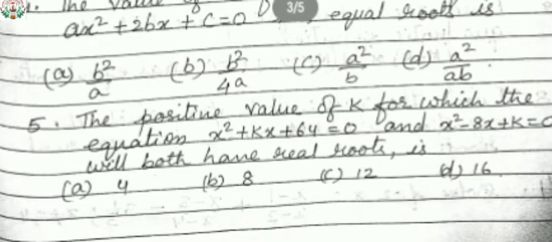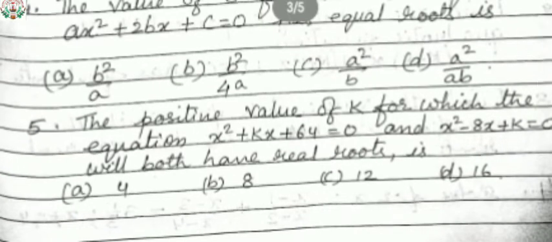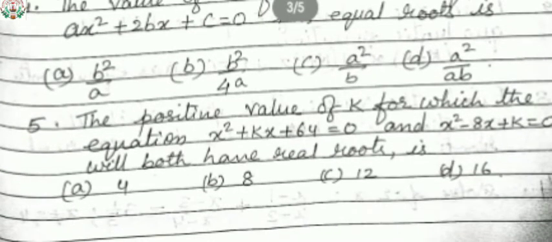Okay, so you have to consider only the positive value, because in the question the positive value of k is given. So first, that is D equals 0. Here you see the value of a is 1, b is k, sorry, b is k, and c is 64. Okay, so put the values of a, b, c in that discriminant part.